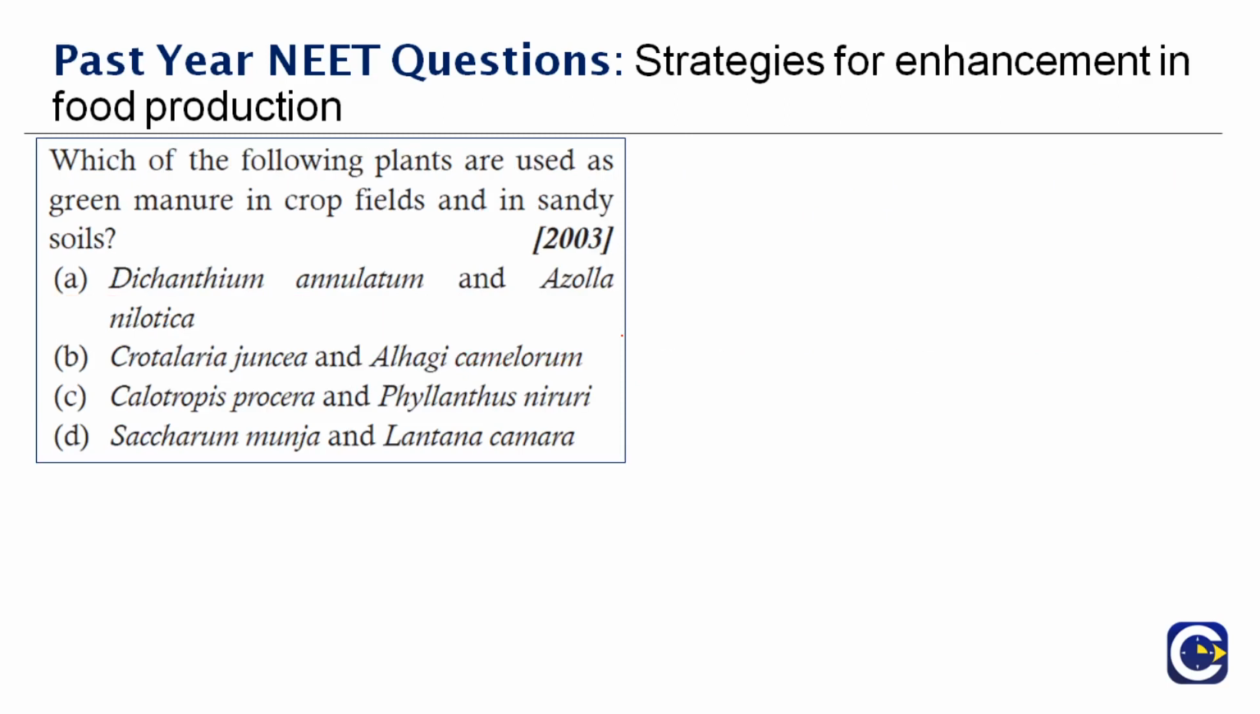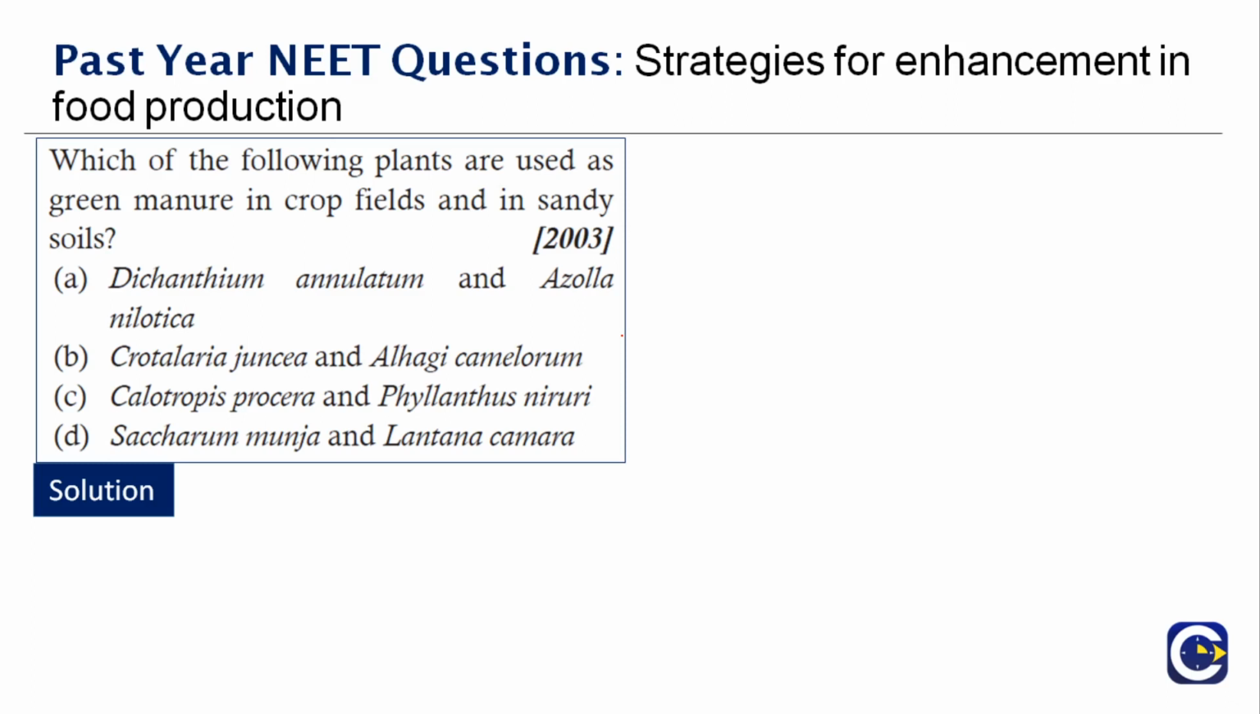Okay, next question here. Which of the following plants are used in green manure in crop fields and in sandy soils? This is an easy question for you, but you need to know what it is actually. I'll give you the answer. The right answer is option B. So what are the two names that are given here of the green manure? Crotalaria and algae. They are used as green manures in India especially.